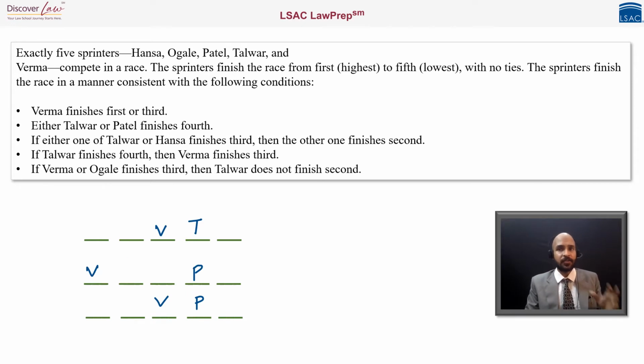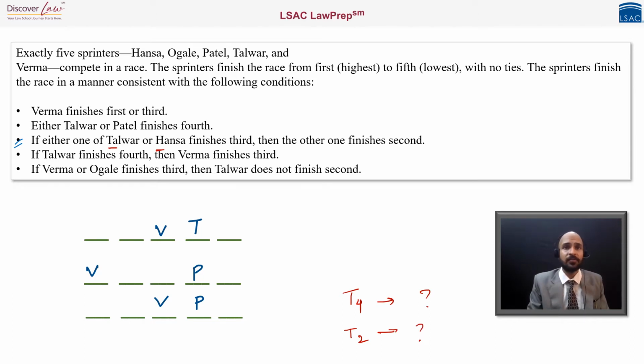Now let us look at the third rule once again a little closely. You see, it talks about what happens when Talwar or Hansa finishes third, which means that maybe if Talwar finishes fourth, then what does Hansa do? You cannot say. If Talwar finishes second, well, you cannot say. What if Hansa finishes first, then what happens to Talwar? You do not know any of this. You only know what happens if Talwar or Hansa finishes third. That's the first thing I want you to note.